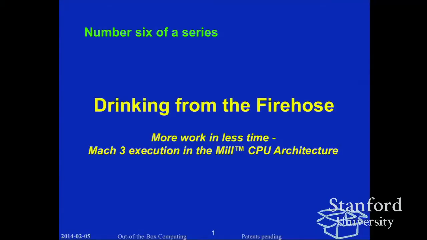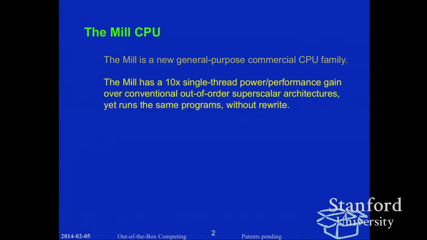Today's talk is about certain aspects of the execution model used by the mill architecture. The mill is a family of CPU designs, family in the sense of the 360. Due to the advances in the architecture, it's a commercial product, or we hope it will be. It's still in development. And it offers a 10x power performance advantage over existing architectures.